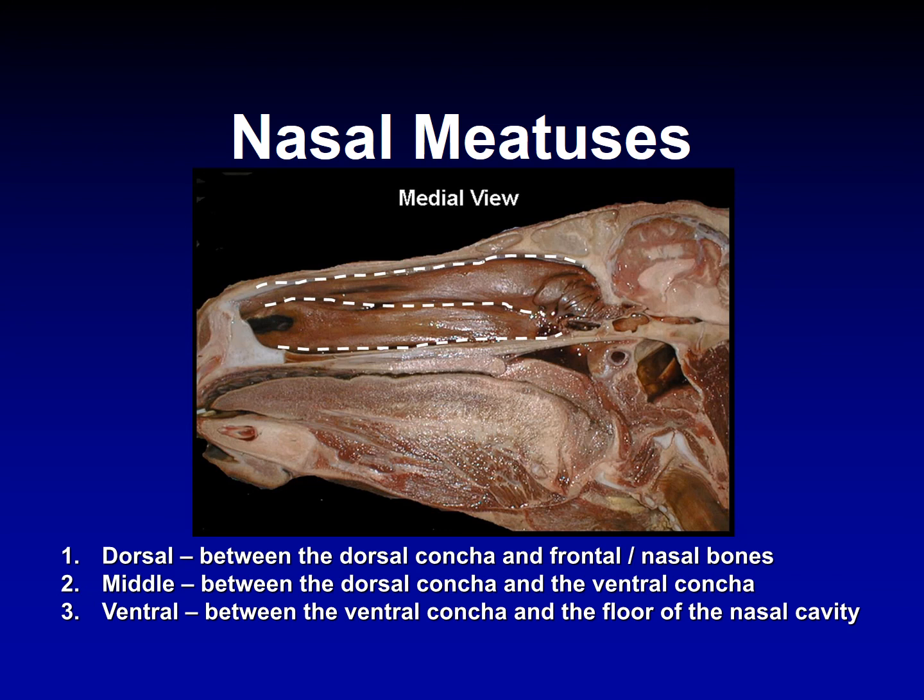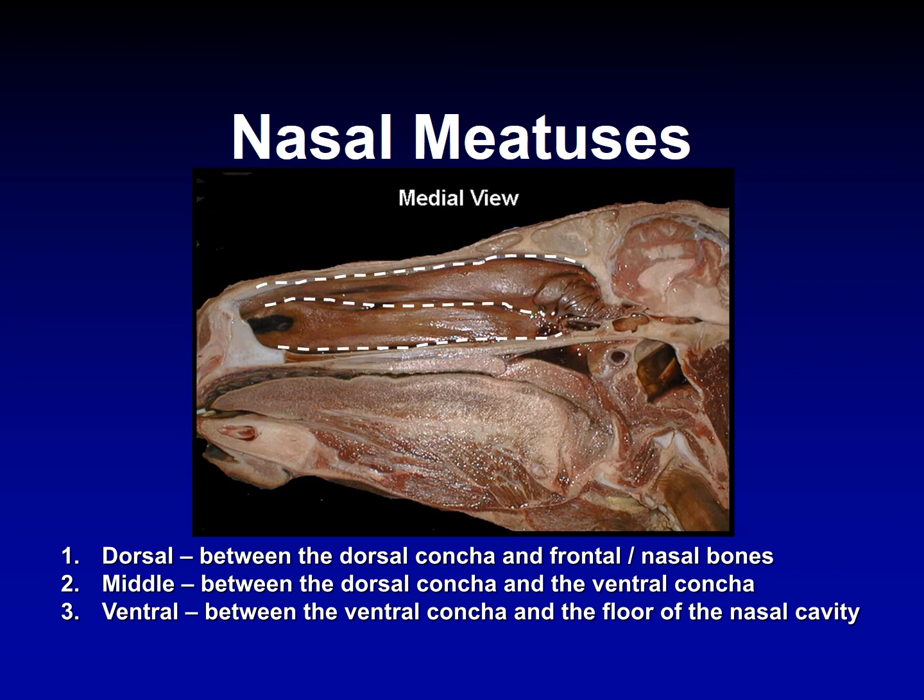This is the first line dorsally. The middle one is between the dorsal and the ventral concha. We call that the middle nasal meatus. The ventral one, which is located between the ventral concha and the floor of the nasal cavity, is called the ventral meatus. So we have three meatuses: dorsal, middle, and ventral, and we have three conchas: dorsal, ventral, and ethmoid.